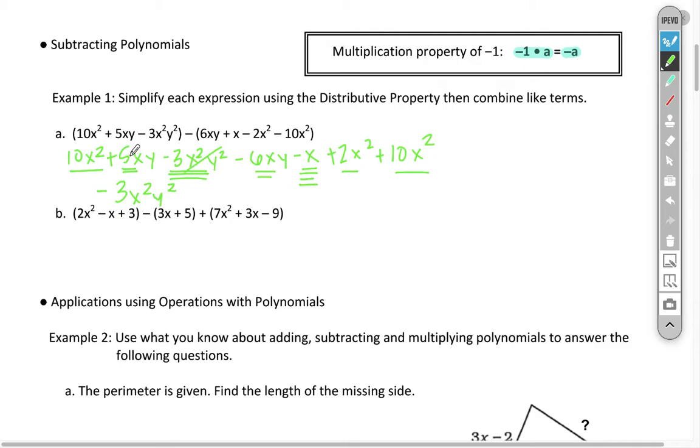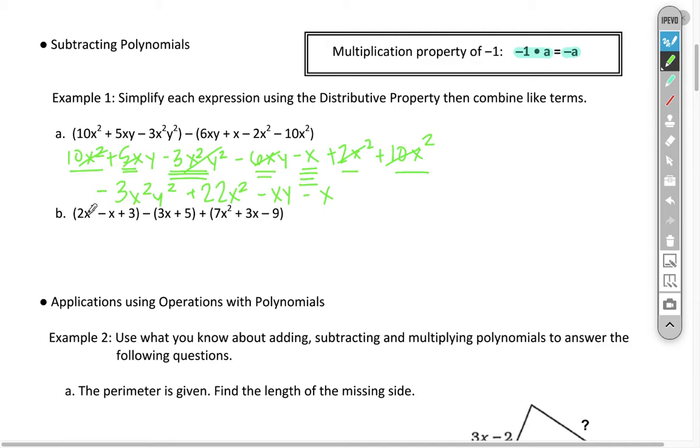And now we've got 10x squared, 2x squared, and 10x squared. So watch your signs here. So we've got 10x, 2x, and 10x. That's going to give us 22x squared. And then we've got 5xy and negative 6xy, which would leave us with a 1, which we should know that we don't have to write. So we're just going to put negative xy. So those are gone, which just leaves us with our lone x, and we're just going to bring that down.